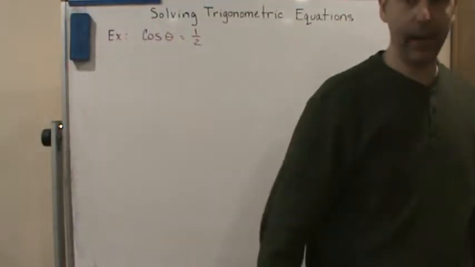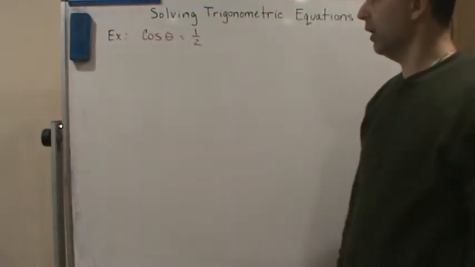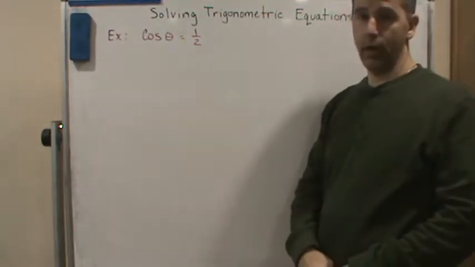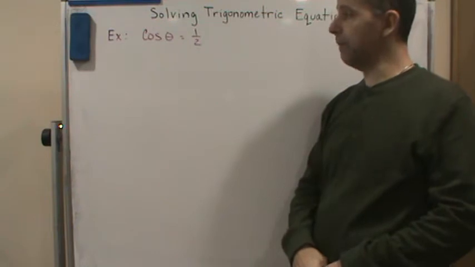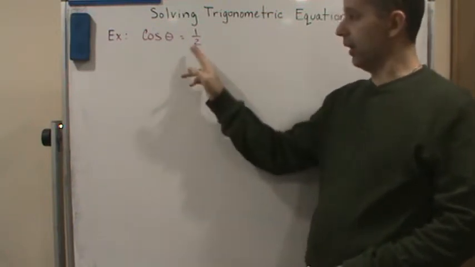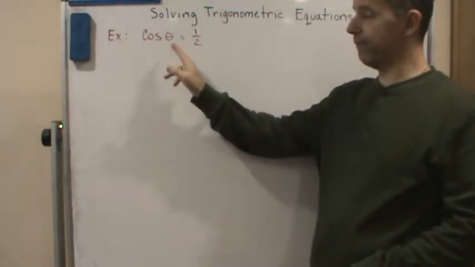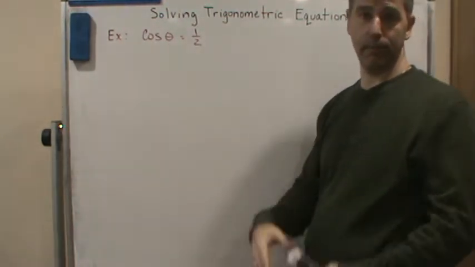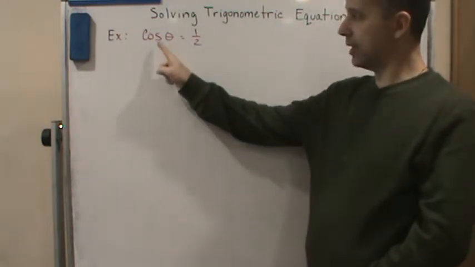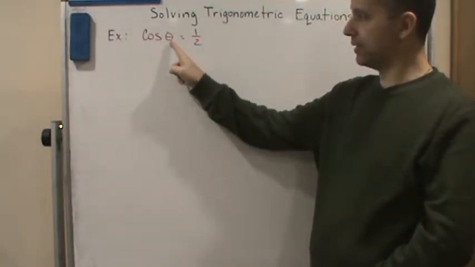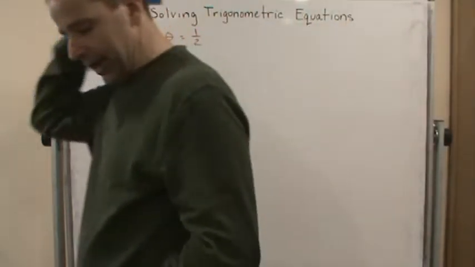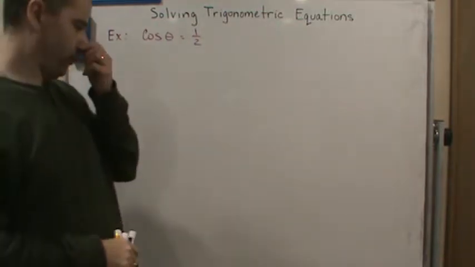Okay, so welcome back, and now we're going to do an example of a trigonometric equation that we want to solve. Now they want all possible values, all possible solutions for this trigonometric equation. So in other words, we want to find all the values of theta that will cause this cosine of this angle to be 1/2.